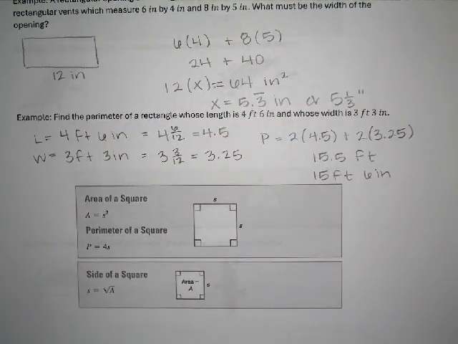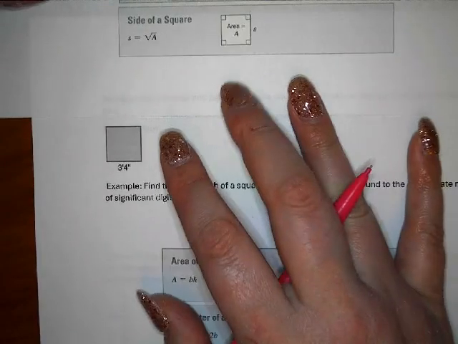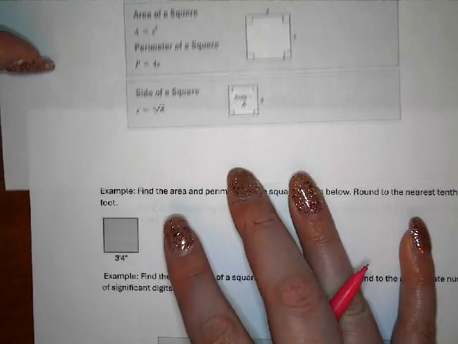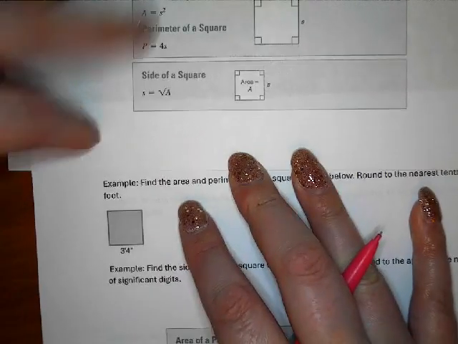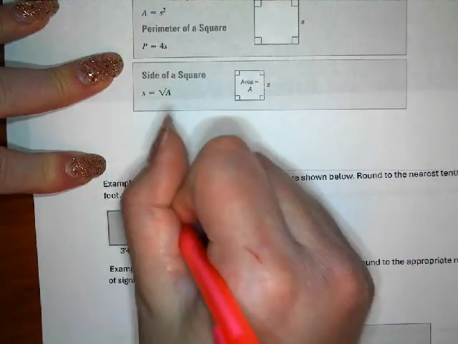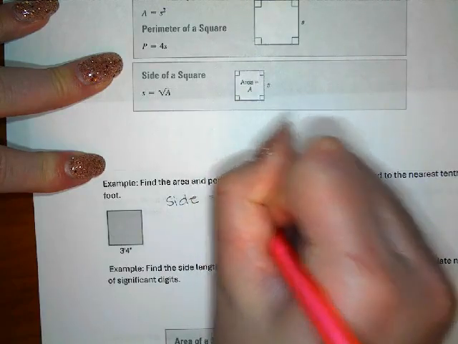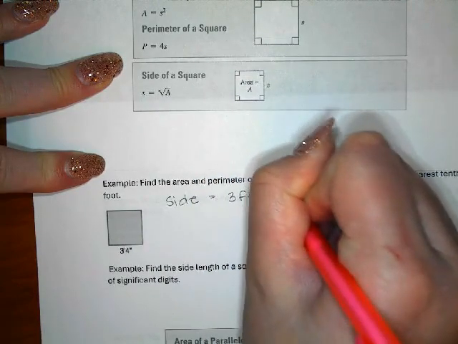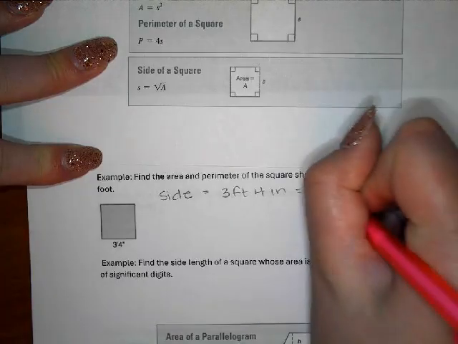All right, next. It says find the area and perimeter of the square. Okay, so area and perimeter of a square. Area is the side times the side. Perimeter is 4 times the side. So we have the side is 3 feet 4 inches. So that's 3 feet and 4 out of 12 inches.